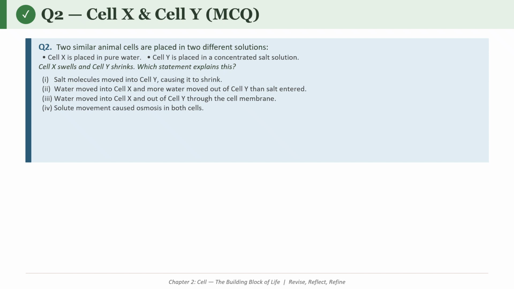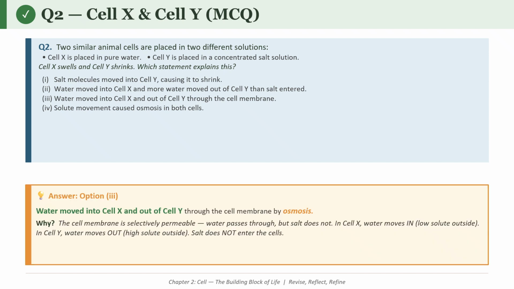First, let us see. Salt molecules moved into the cell. We have already studied this chapter, right? Will salt molecules move in? No, only water molecules. So the first one is wrong. Water moved into cell X, and more water moved out of cell Y than salt entered. Now this is also wrong. Water moved into cell X and out of cell Y through the cell membrane. Yes, this is correct. And solute movement caused osmosis in both cells. Will solute move, children? No. So this is the answer.